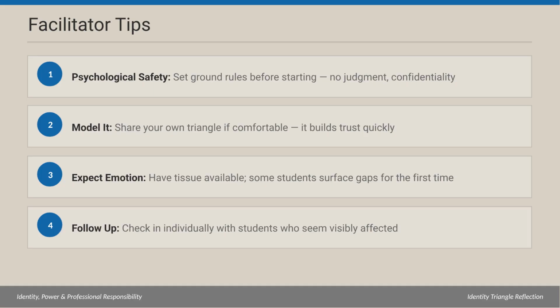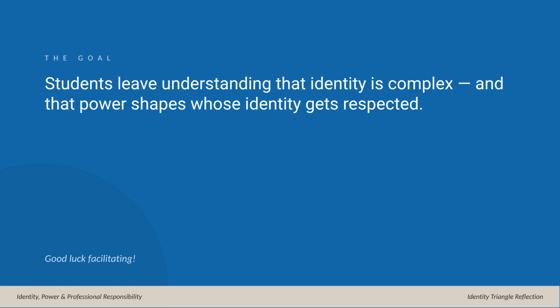Expect emotion. Some students will discover gaps they have never noticed before. Have tissues available, and be prepared to follow up individually if needed. Use the discrepancies between triangles as teaching moments about perception and identity negotiation. The goal here is to help students see identity as complex and performed, not singular and fixed.